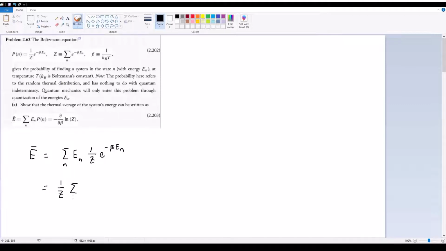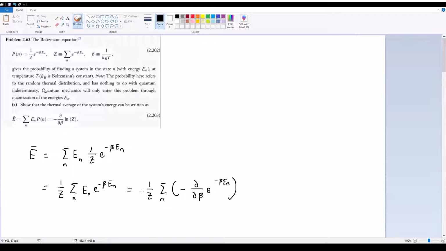So now we have 1 over Z times the summation in terms of n of E_n times e to the negative beta E_n. Now the next thing I can do is recognize that I'm supposed to link this into a partial derivative in terms of beta. And if I look at this equation, this looks basically just like the partial derivative of this term in terms of beta, because then E_n gets brought down as a constant. So I can rewrite this as 1 over Z times the summation indexed by n of the negative of the partial derivative with respect to beta of the term e to the negative beta E_n.